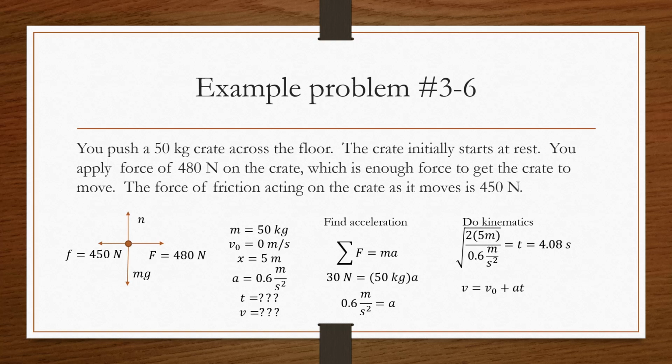Now at this point, there are several techniques I could use to find the final velocity. I'm going to use probably the easiest one. If I know the time, I can say v equals v initial plus a times t, and plug it in and get 2.45 meters per second. Another one you could use is final velocity squared equals initial velocity squared plus 2 times a times x. If you do that, you get 2 times a times x, that's 6. If you take the square root of 6, you get 2.45. So you could actually do it either way and get the same answer.